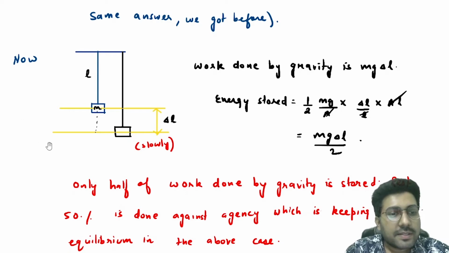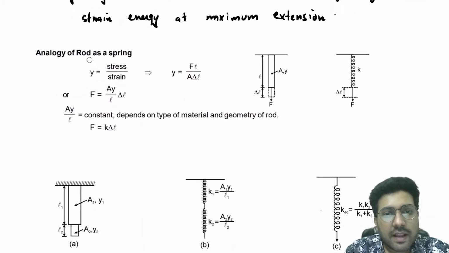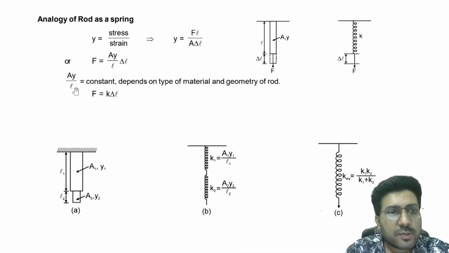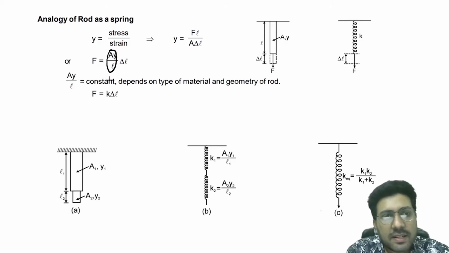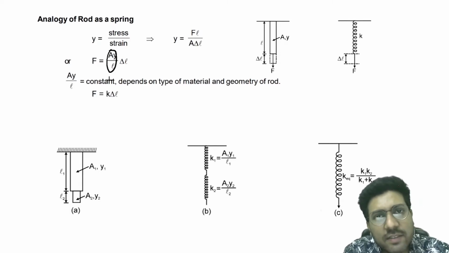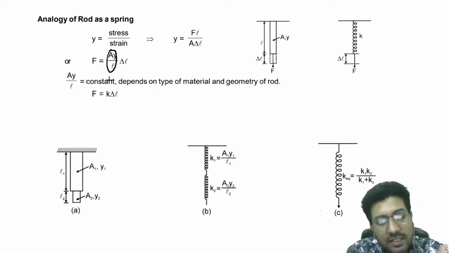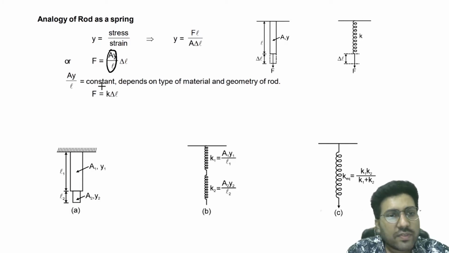All right, now again the analogy as a thing. So you know that Young's modulus is stress by strain, right? So Y is equal to FL by A delta L, we know this, or F is equal to AY by L into delta L. AY by L is a constant, which depends on the type of the material and the geometry of the rod. Okay, so K is also a spring constant which is dependent on the same things, the type of the material and the length and the geometry. So F is equal to K delta L.